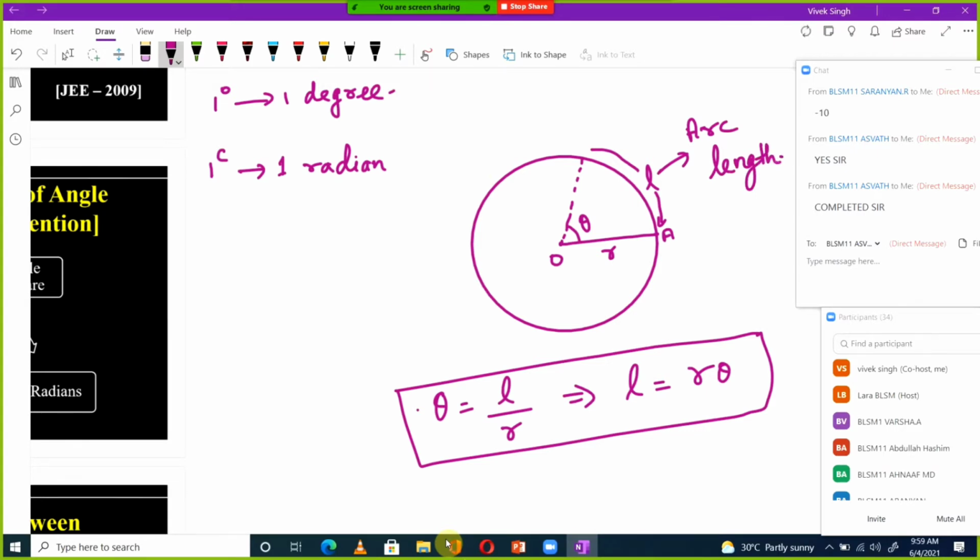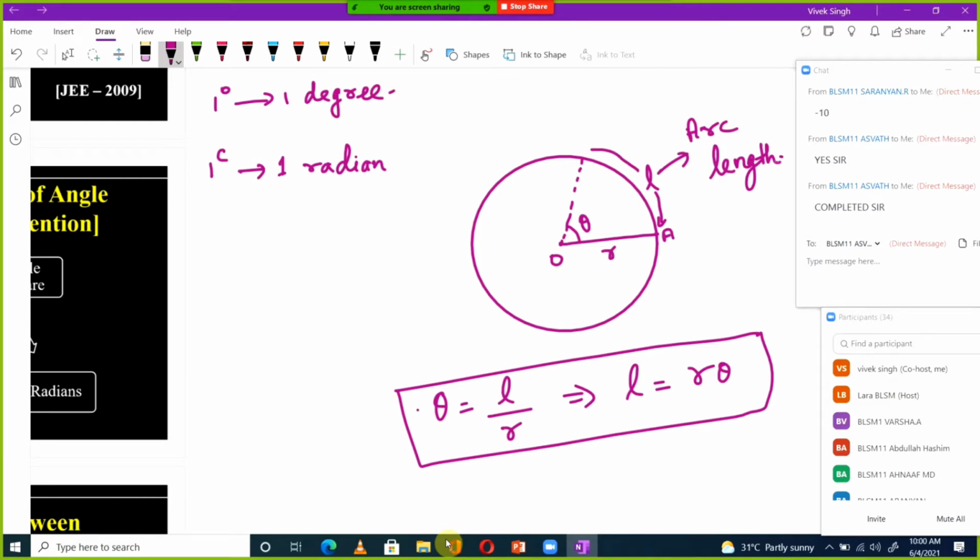Do you remember or not? Please tell me. Even if you remember or don't, please copy this formula. So what will be the formula to find arc length? That will be theta equal to L by R, or you can write L equal to R theta. You just have to cross multiply this. So if any two of these are given, then we can find the third one.